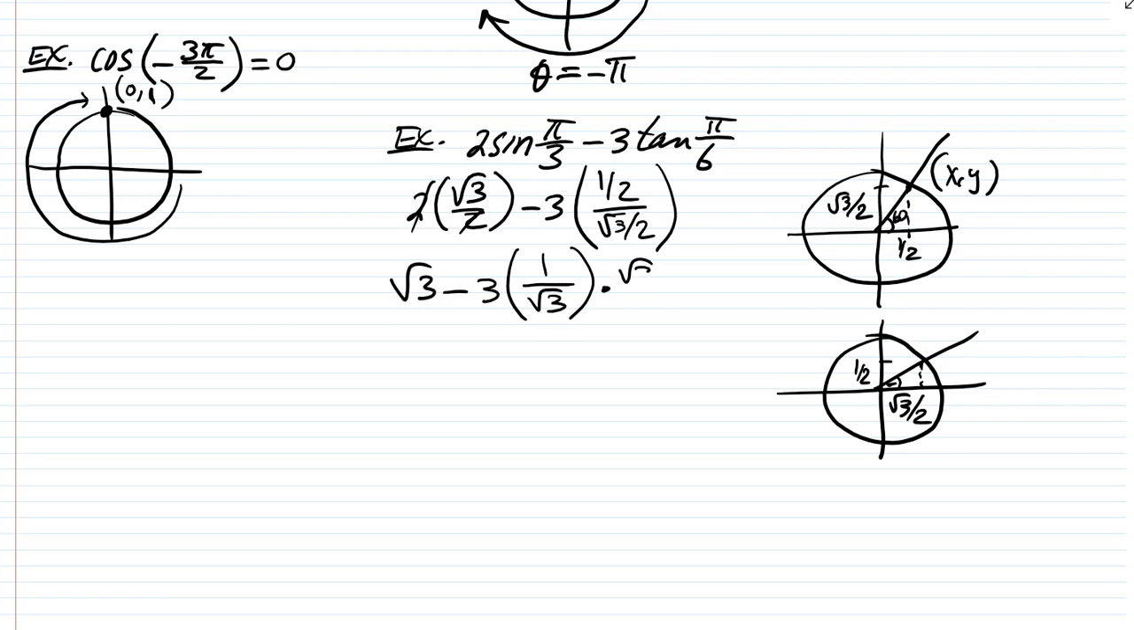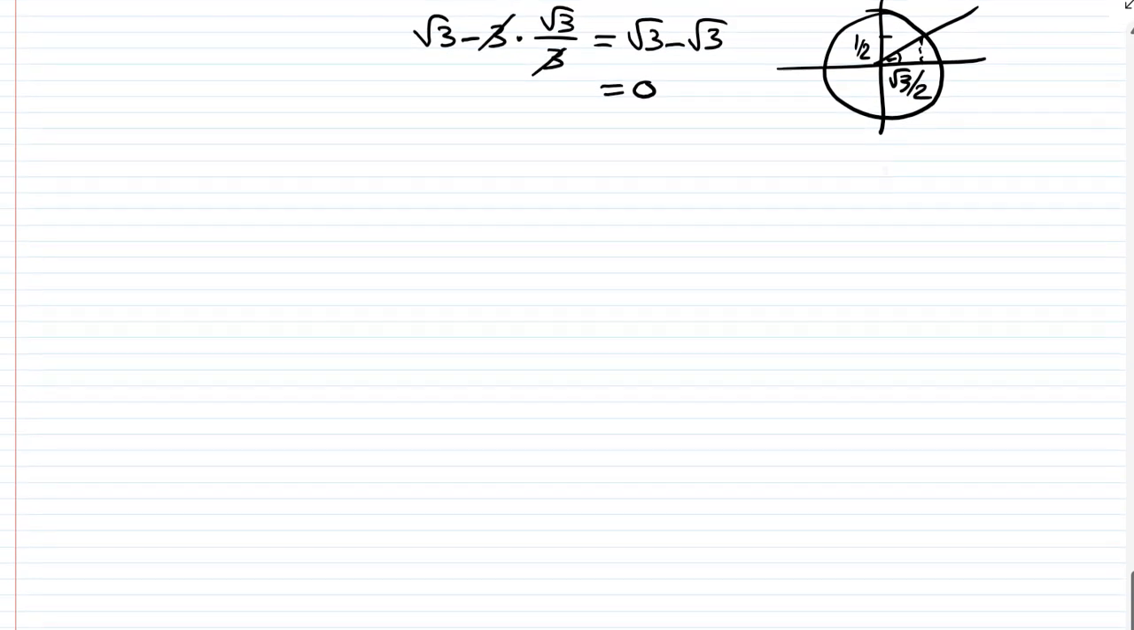Correct? Multiply top and bottom of 1 over root 3 by root 3. So this is root 3 negative 3 times root 3 over 3. These 3's cross out. So we have root 3 minus root 3. Oh, interesting. 0. So that's the value of that expression. Notice again, I'm getting these directly from the circle.